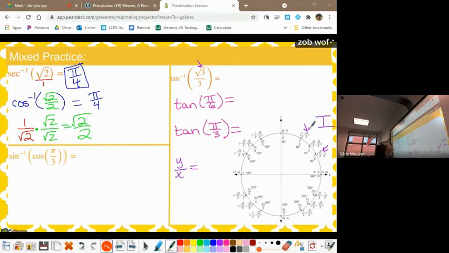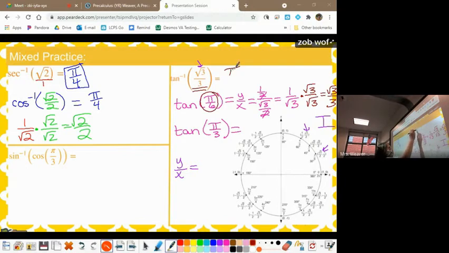Okay, so if we try pi over 6, tangent we know is y over x, so my y value there is 1/2, and my x value is root 3 over 2. When my denominators are the same, they cancel, and so that's 1 over root 3. When we rationalize it, multiplying by root 3 over root 3, we get root 3 over 3. Is that the tangent we're looking for? Yes, it is, which means that's the angle we're looking for, pi over 6. The angle whose tangent is root 3 over 3 is pi over 6.